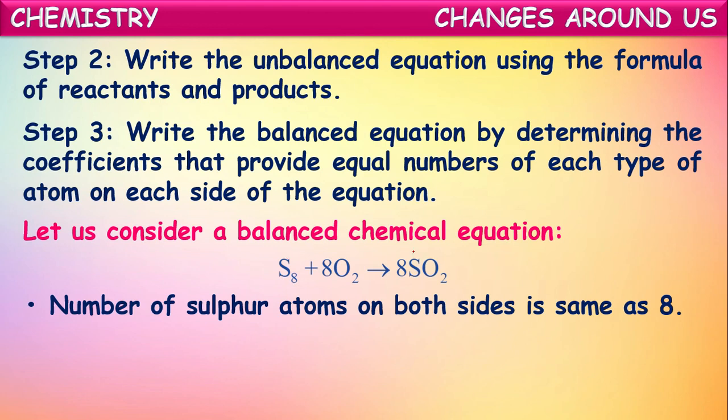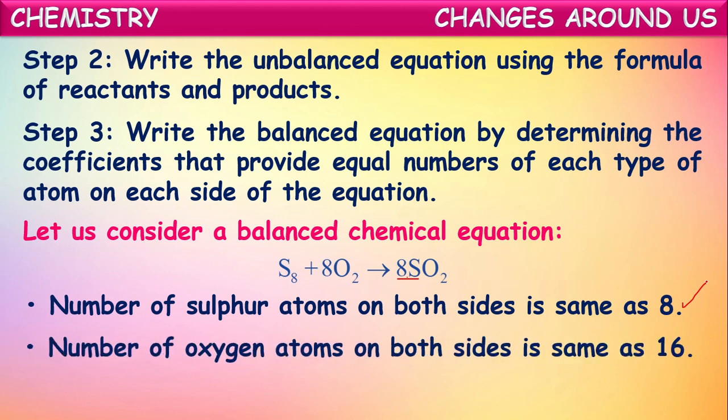On the right hand side, this SO2 represents sulfur dioxide molecule. In each molecule there is one sulfur atom. And there is one coefficient in front, 8. This represents 8 sulfur dioxide molecules. From each molecule there is one sulfur atom. Totally 8 molecules. So 8 sulfur atoms it is indicating here. So sulfur atoms are balanced.